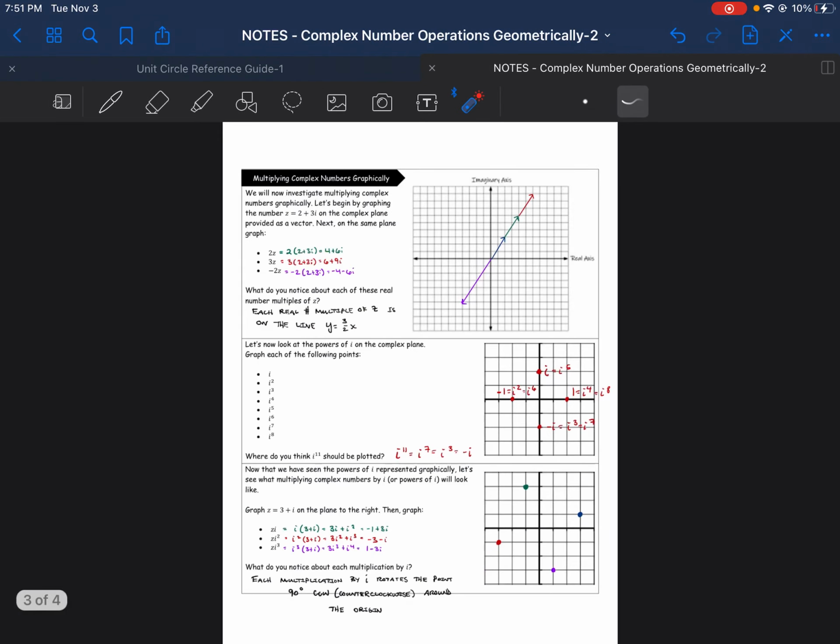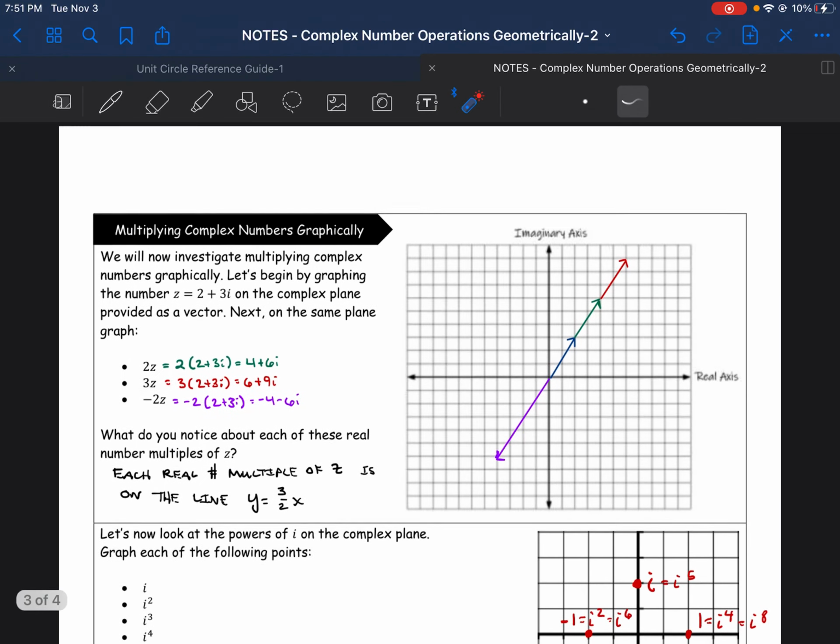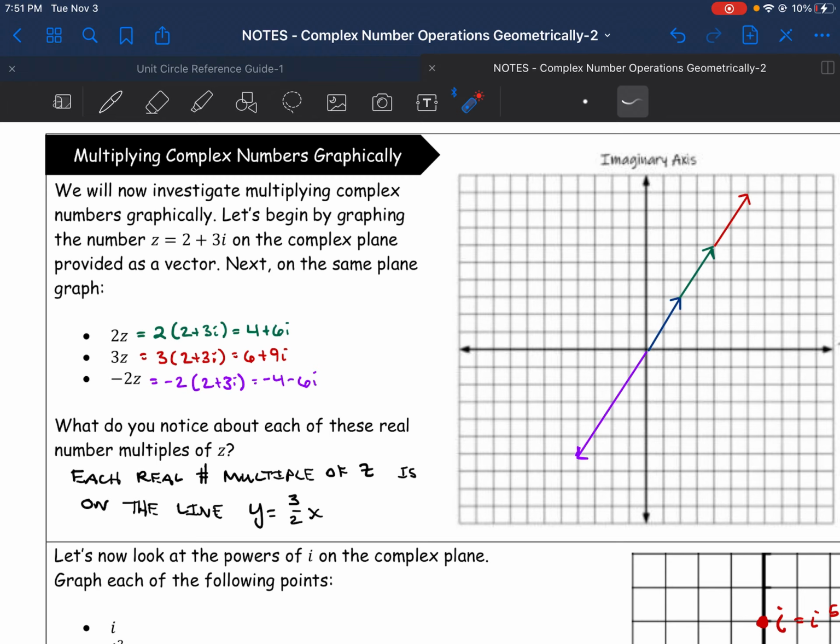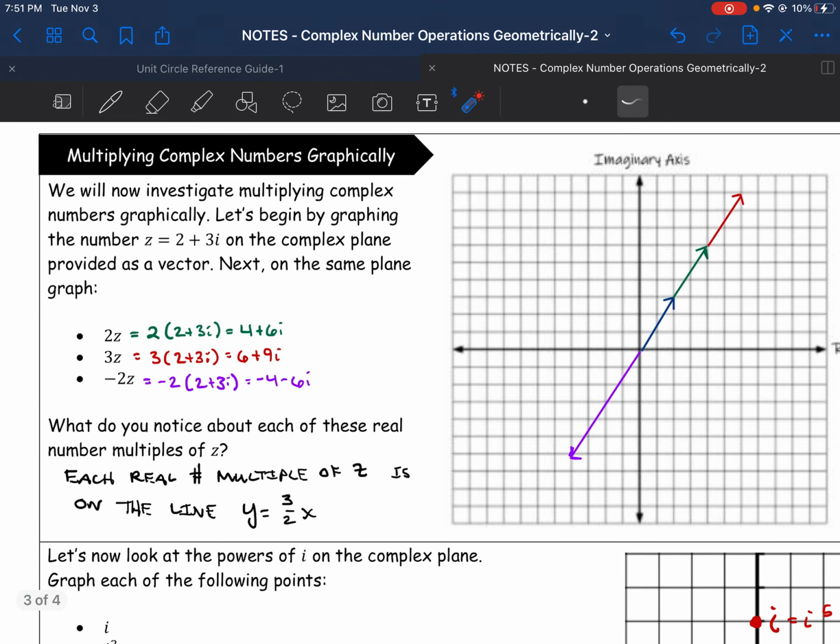Okay. Now let's take a look at multiplying complex numbers. Let's begin by graphing the complex number z equals 2 plus 3i. So again, we're just calling this complex number z, real part 2, imaginary part 3i. And right here in dark blue, that's z. So I'm just going to go ahead and put a little z right there.